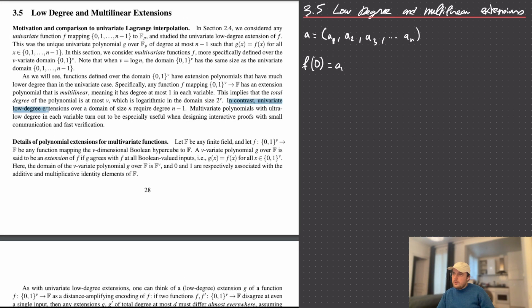In contrast, the univariate low-degree extension has the greater degree n-1. Multivariate polynomials with ultra-low degree in each variable turn out to be especially useful when designing interactive proofs with small communication and fast verification. I can understand this, that if you have an ultra-low degree polynomial, I guess multivariate ones, it's way better than having one with bigger degree.